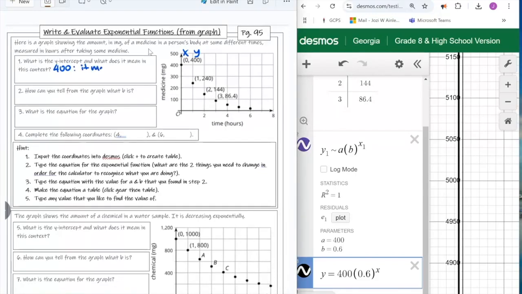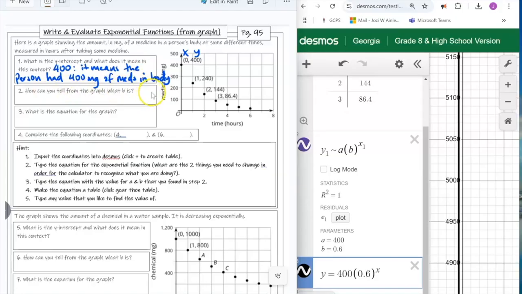It means the person, in fact, had 400 mg of meds in body. All right. Again, 1,000 different ways that you can say that. We really need to get used to just writing the whole sentence out. All right, number 2, how can you tell from the graph what B is?